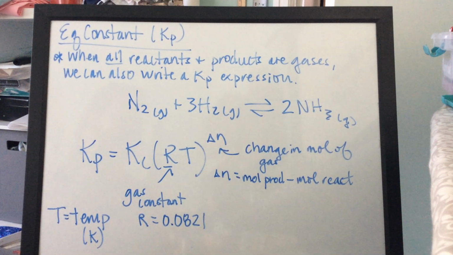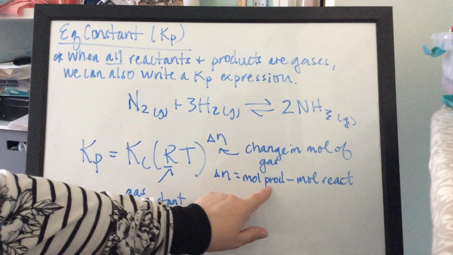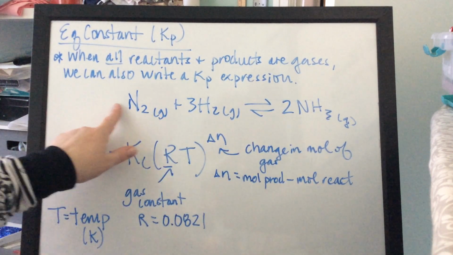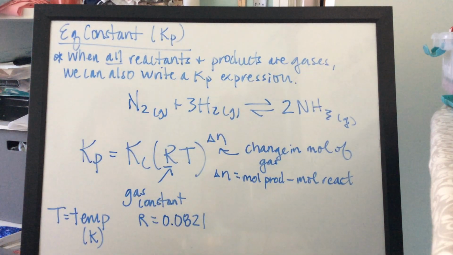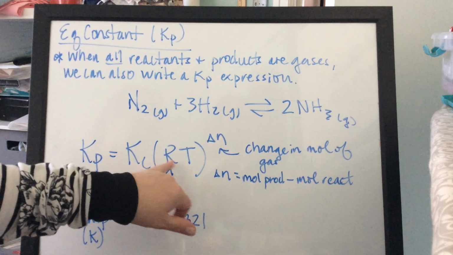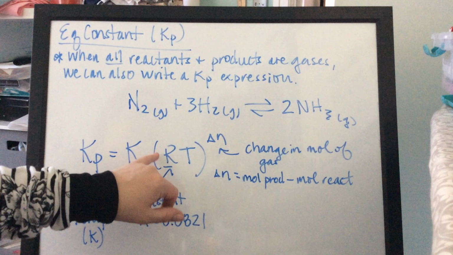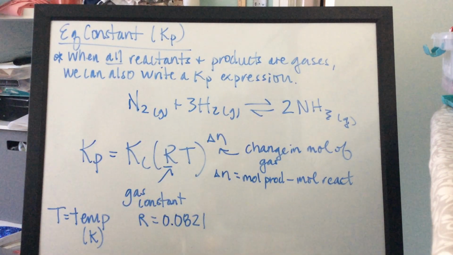So meaning if you look at this reaction here, to calculate delta N, you would look at how many moles of product are gas. Well, there's 2. And then how many moles of reactant are gas? There's 1, 2, 3, 4. So this delta N would be 2 minus 4. In this case, delta N would be a negative 2. So if you knew Kc for this reaction, and we always know R, and they'd have to tell you a temperature, you would take R times T, raise it to the negative 2 power, and multiply by Kc, and you would have a Kp value.